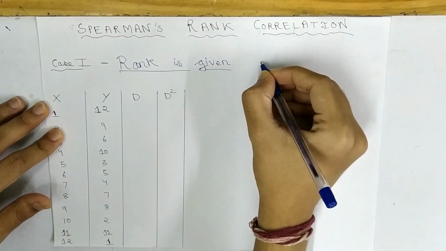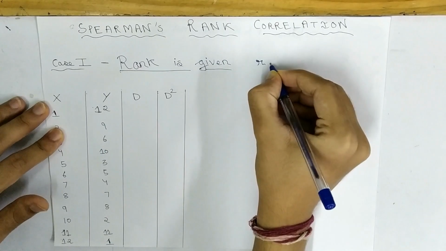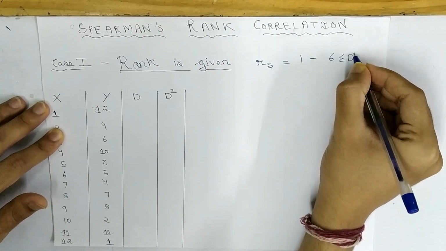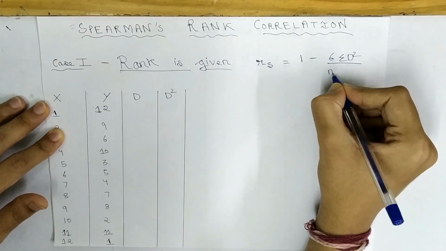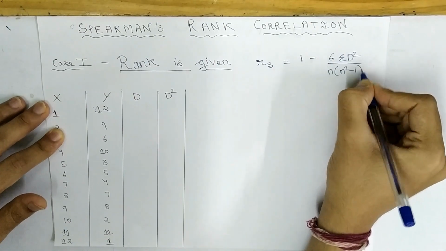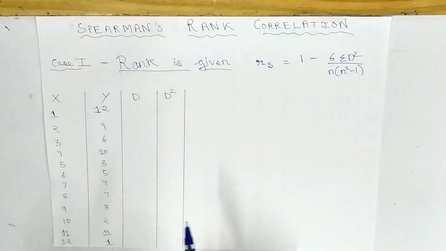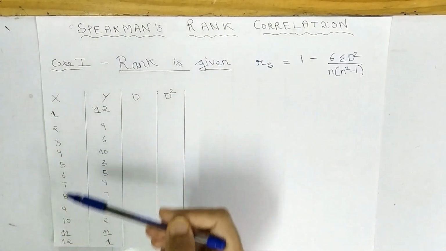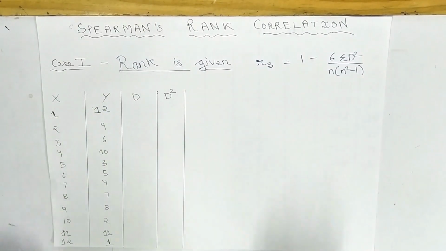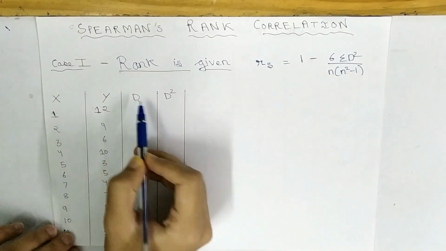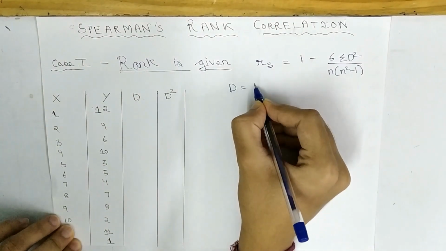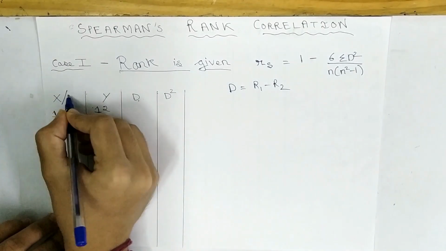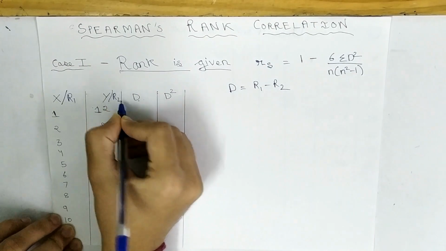The formula for this is one minus 6 sigma D square upon n square minus 1. In this question we are given the ranks first, second, third, fourth, and so on in both columns. Now we have to find D. D is the difference of rank 1 minus rank 2. Rank 1 is the X column and rank 2 is the Y column.